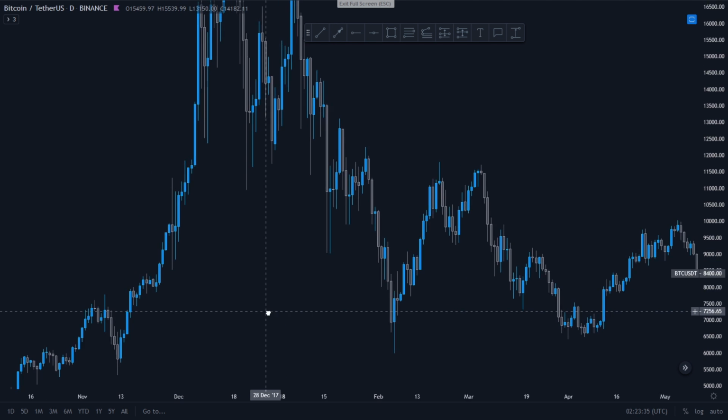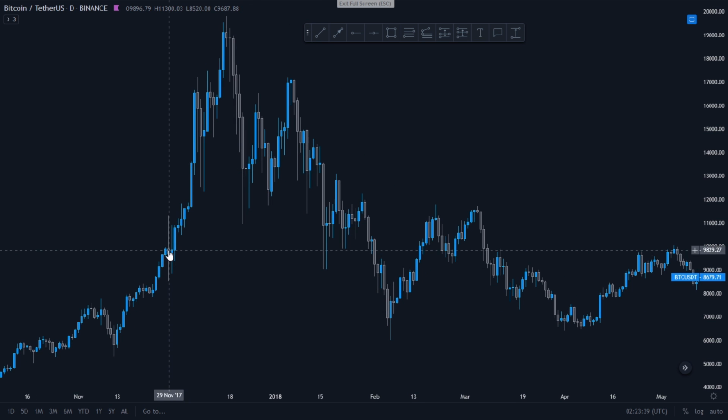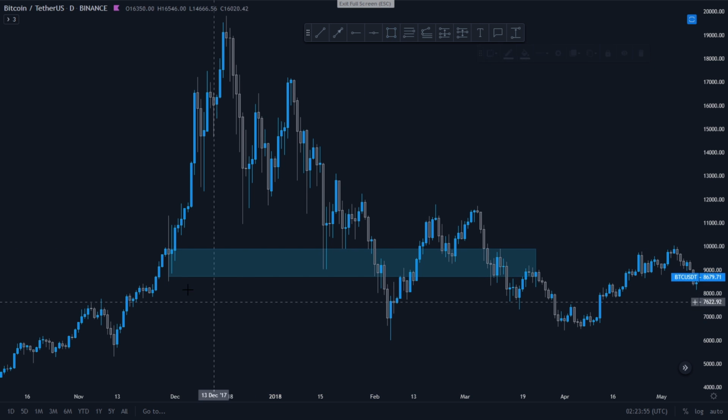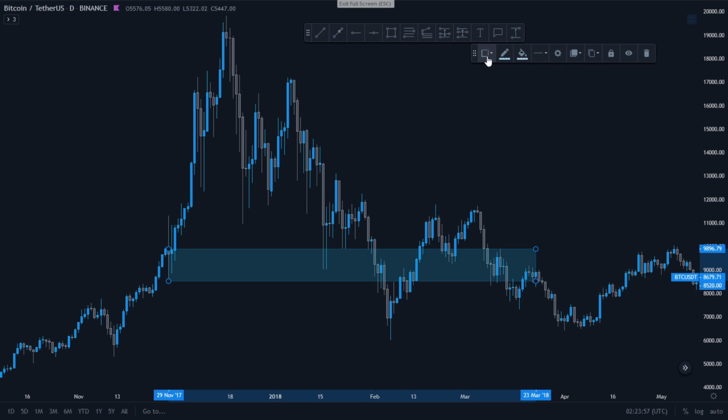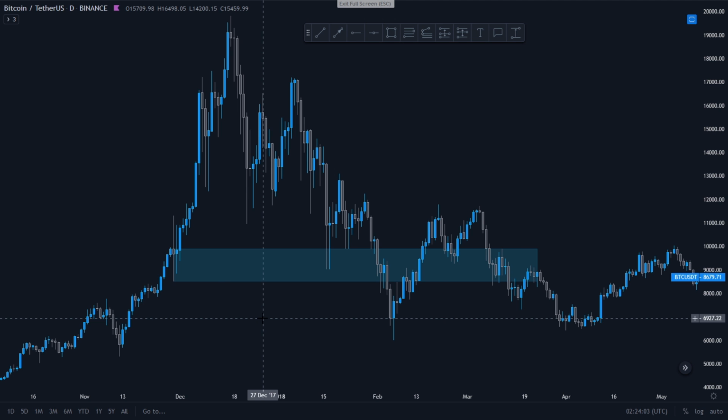In general, the old school knowledge says that the harder the move is from a zone, the stronger the move that precedes a zone, the stronger the reaction will be when price revisits the range, the zone. So that's what the old school knowledge tells you about supply and demand zones.